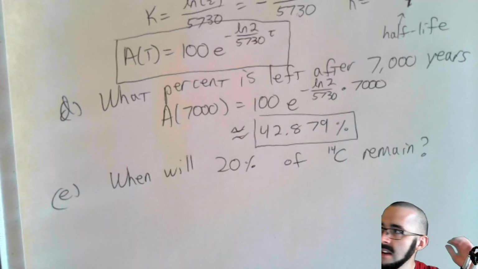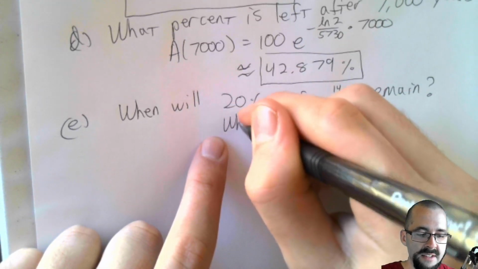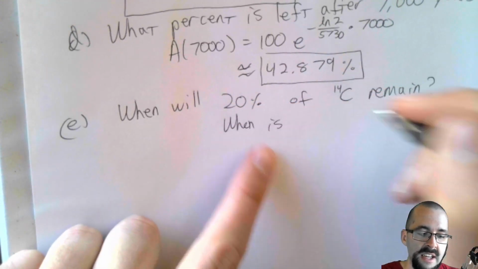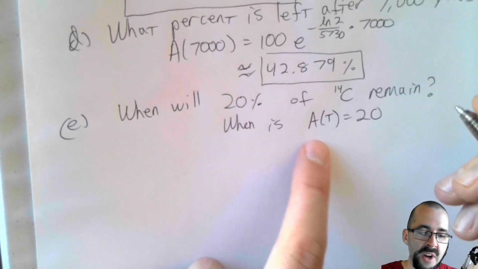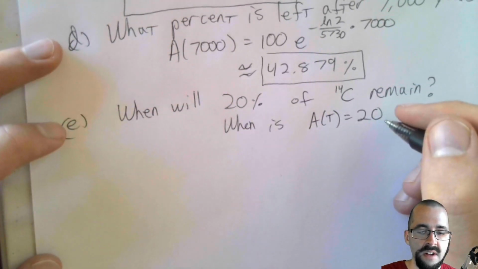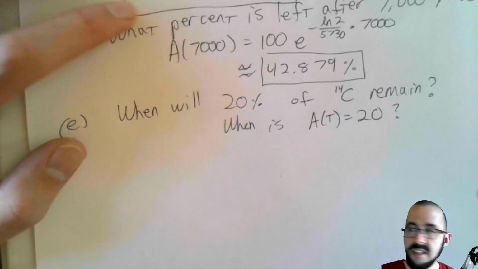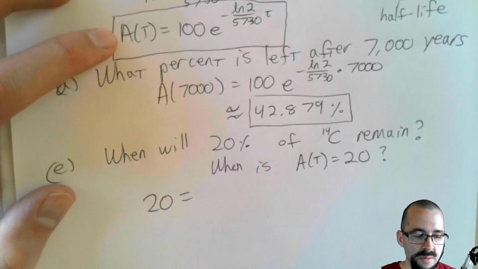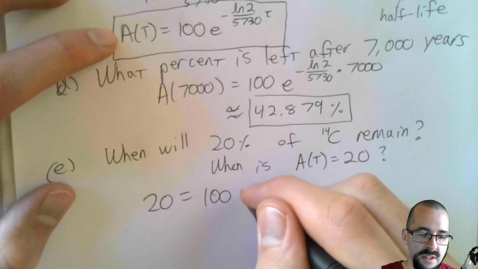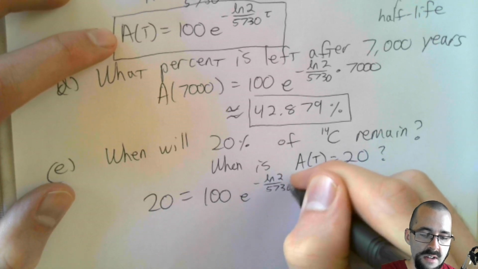All right. So we want to know, when is A of t equal to 20? Remember, A is given as a percent here. Otherwise, you'd have to convert it to a decimal. Well, A of t is up here. So when is A of t equal to 20? Well, when that left-hand side is equal to 20. It's going to equal 100 times e to the negative ln 2 over 5730 times t.